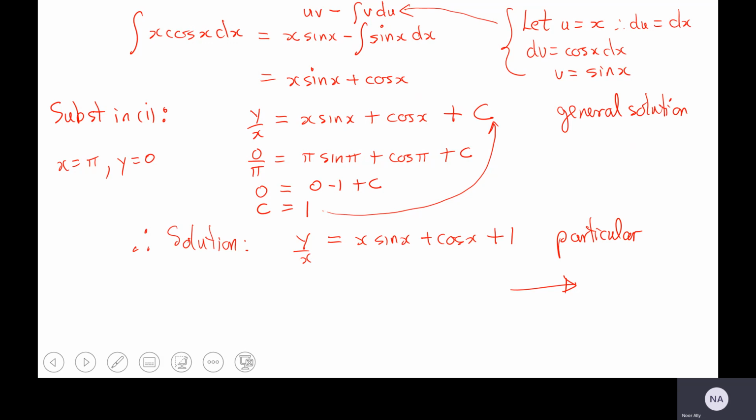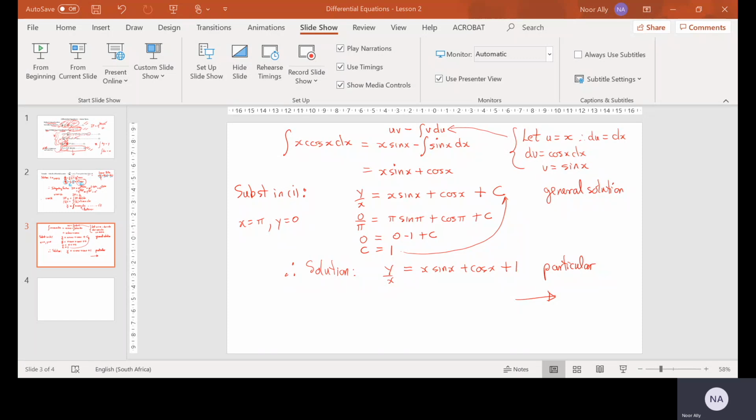Look through all the other examples that I have in my notes of lessons.